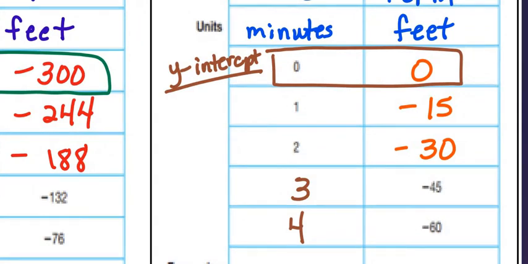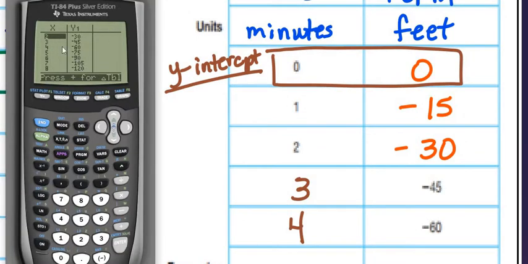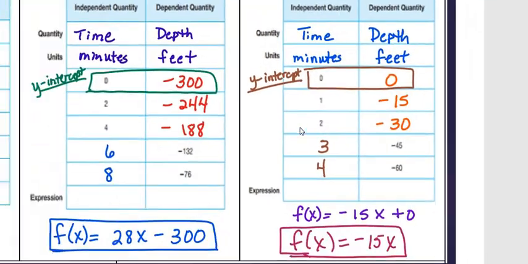So when I'm looking at this right here, I'm able to go to 0, 0. At 0 minutes, the diver had not gone anywhere. But after 1 minute, he's gone to a negative 15. At 2 minutes, he's at a depth of negative 30 feet. That means he's 30 feet below the surface. And at 3 minutes, he's at negative 45 feet. And then at 4 minutes, he's gone to negative 60 feet. That means he's 60 feet below the surface when he dived.